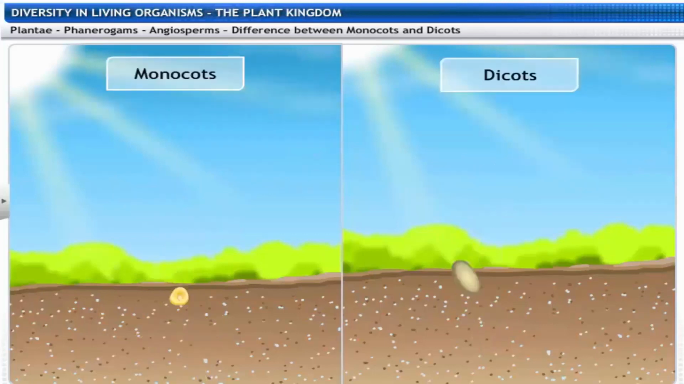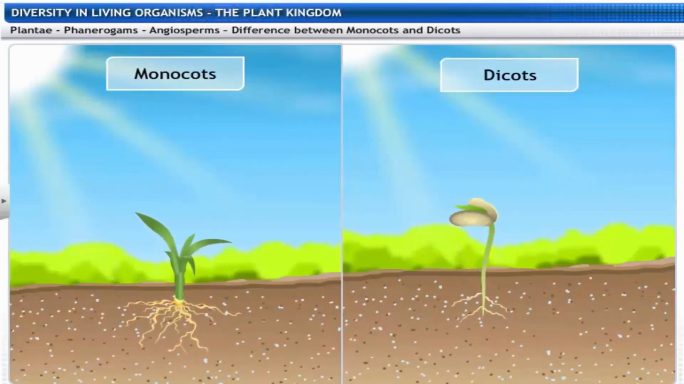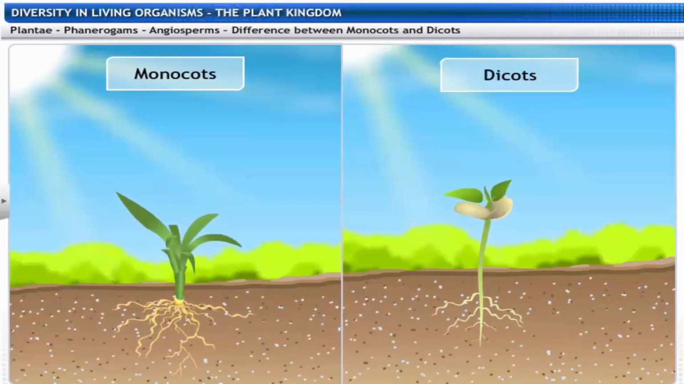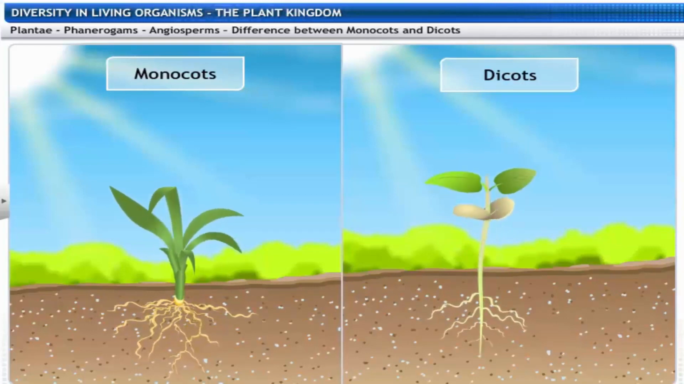The manner in which they grow and spread their roots is also very different. In fact, as you can see, the leaves of the monocot and dicot plants differ from each other as well.